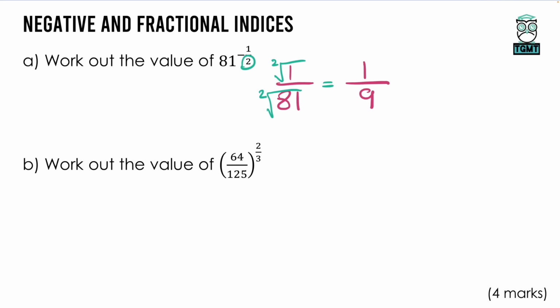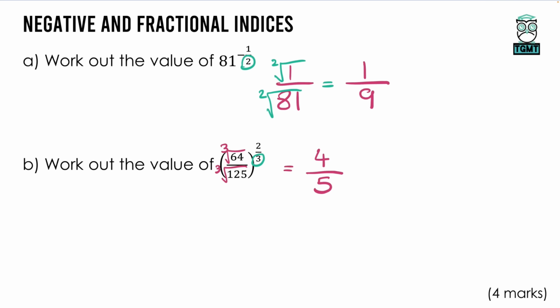Now the next one doesn't have a negative involved, so we don't need to do a reciprocal. But in this particular question, we have a 3 as our root, which just means I need to do the cube root of these numbers. So for starters, I will do the cube root of 64, which is 4, and the cube root of 125, which is 5.